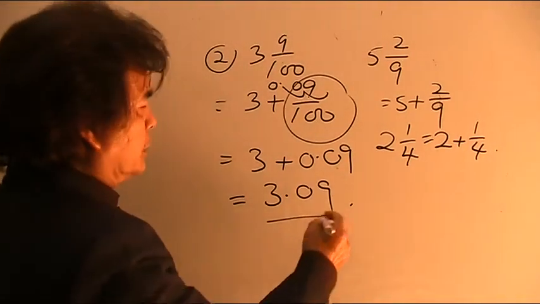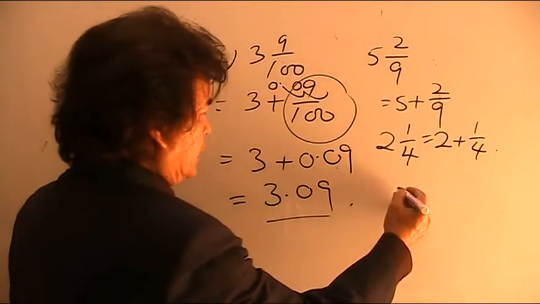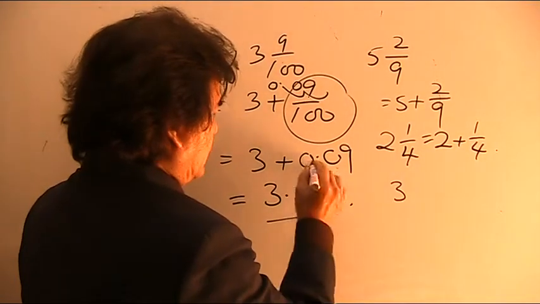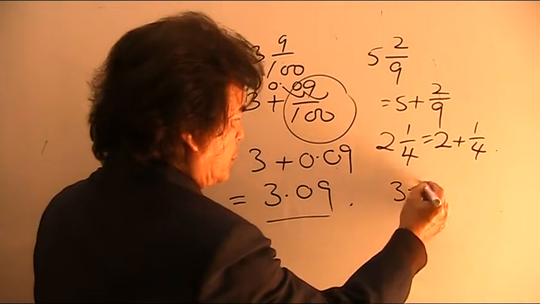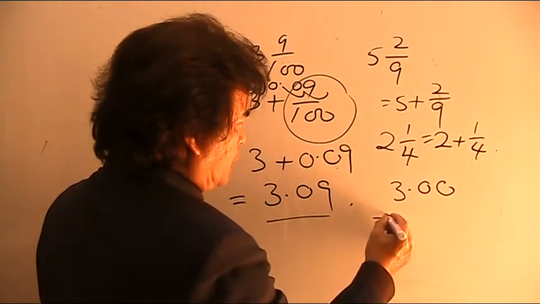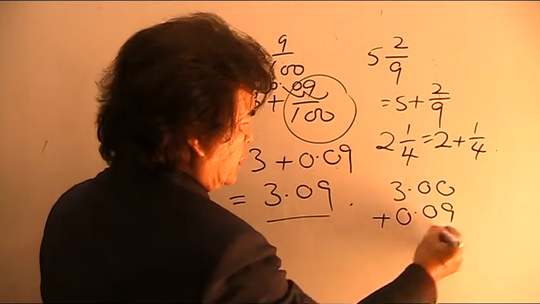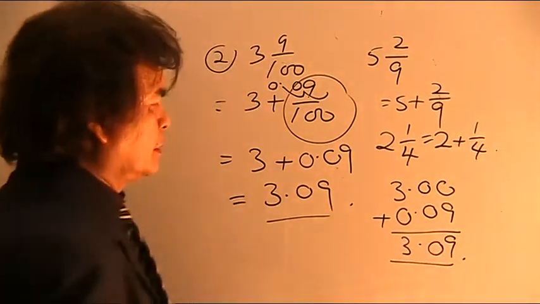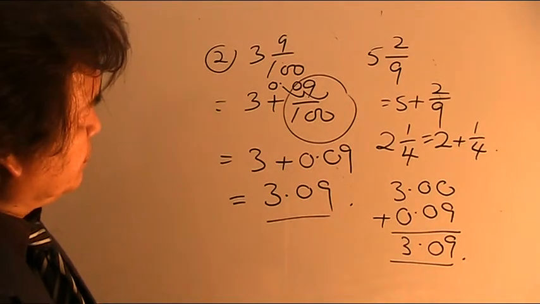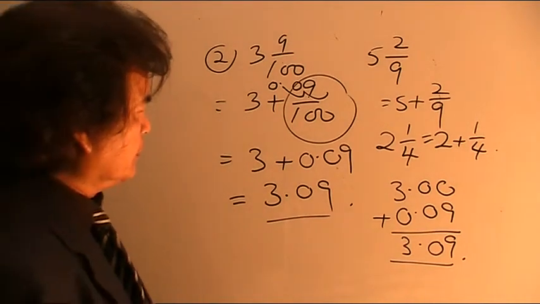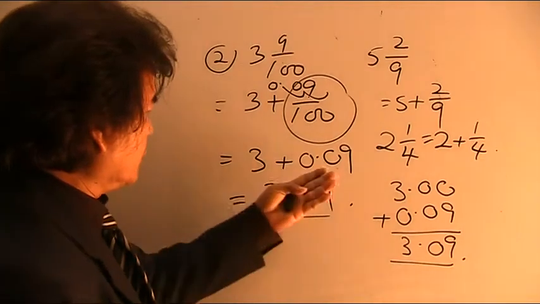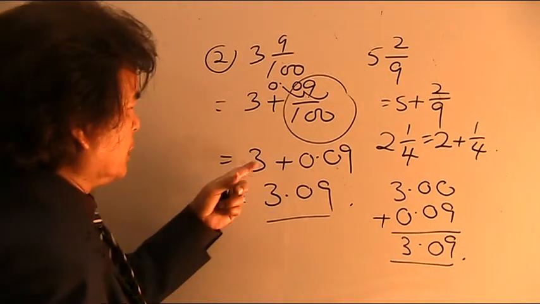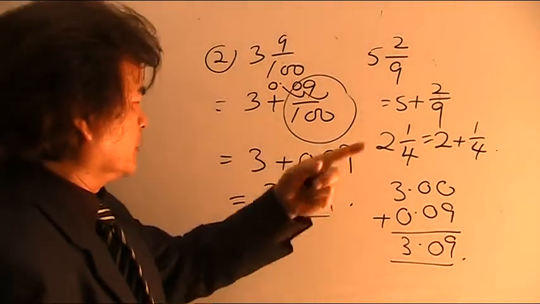Or you can also add it this way: 3 plus 0.09 is equal to 3.00 plus 0.09, which will be 3.09. To be quick in solving the problem, you just add to get 3.09.